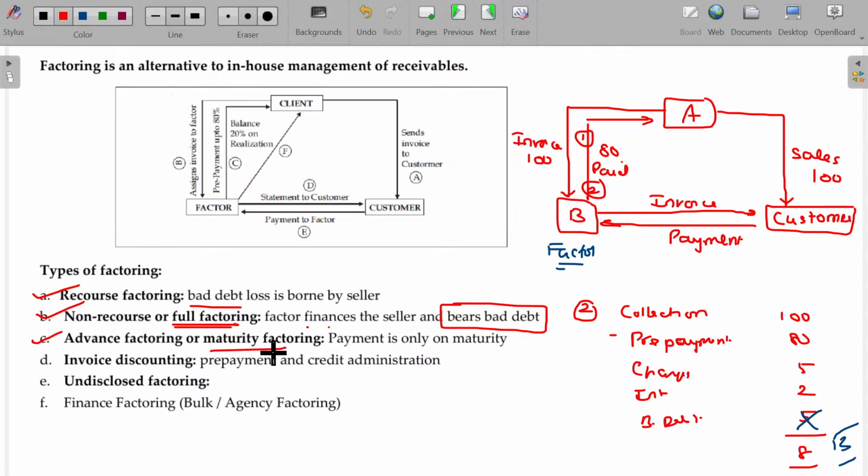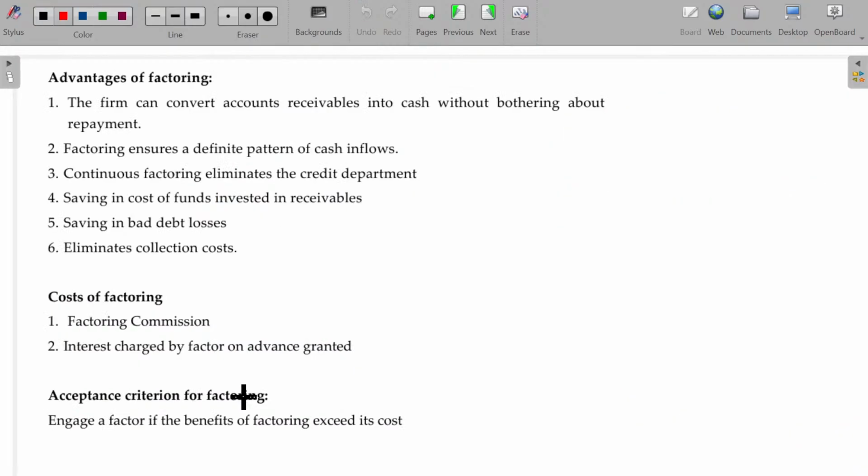Advance factoring or maturity factoring. Payment will be given in advance for a small interest, or only after the collection period I will pay. Those are the two modes. Usually advance payment will be there because A goes for this mode only for getting the money today itself. The finance requirement is fulfilled. Invoice discounting: for the invoice given to B, he gets around 92 rupees or 97 rupees. The balance will be considered as discounting the invoice. That's similar to the discounting of a bill with the banker. Here the invoice is discounted with a third party. That third party is called the factor. Okay, prepayment and credit administration. And finance factoring, other things are also there. Bulk and agency factoring, we have that.